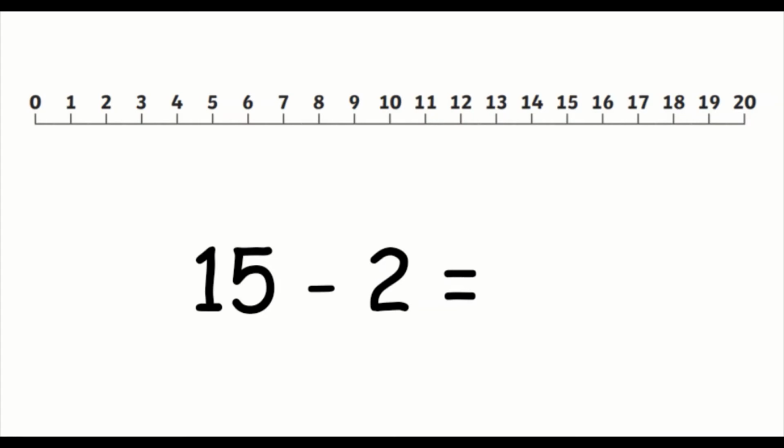Did you have a go? This is what I would do. First, draw a circle around the big number. Which is bigger, 15 or 2? It's 15. The number 2 is left, and so I'm going to subtract 2. I'm going to do 2 jumps.